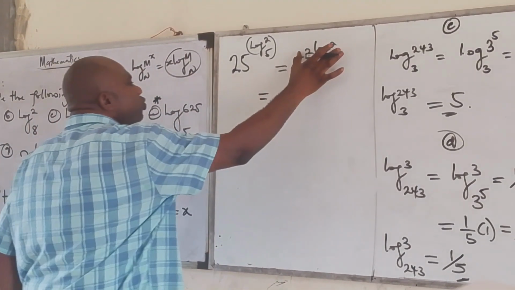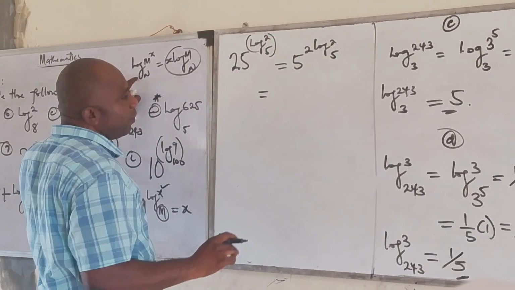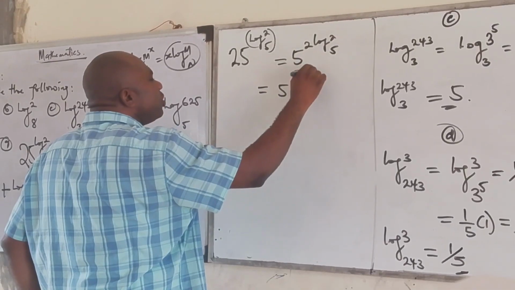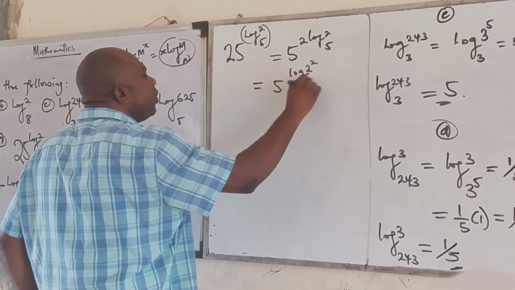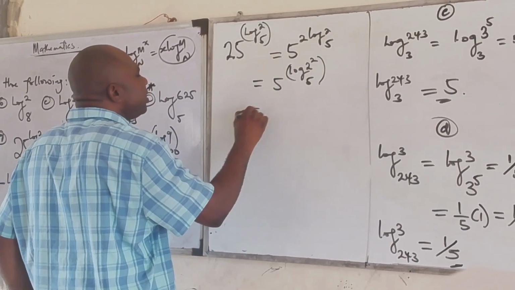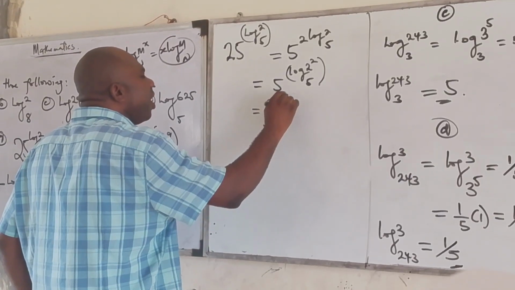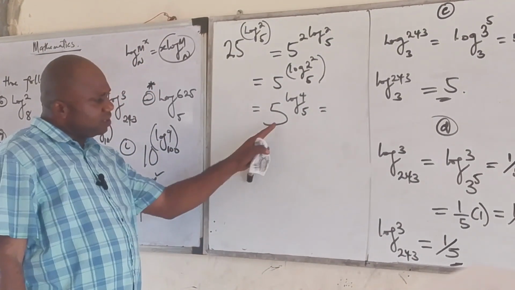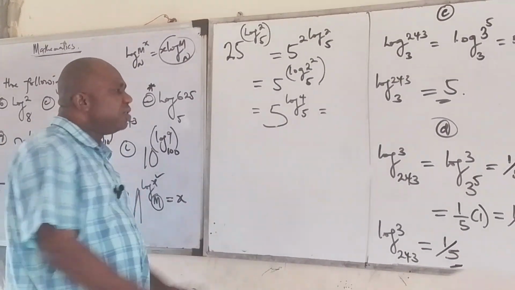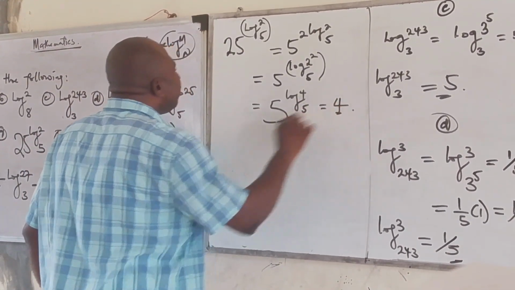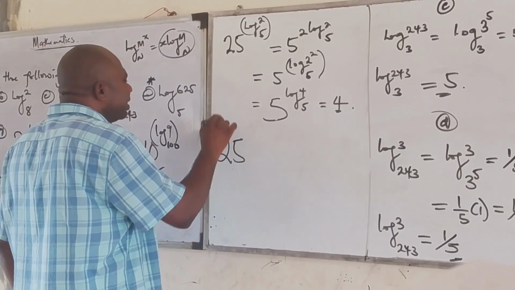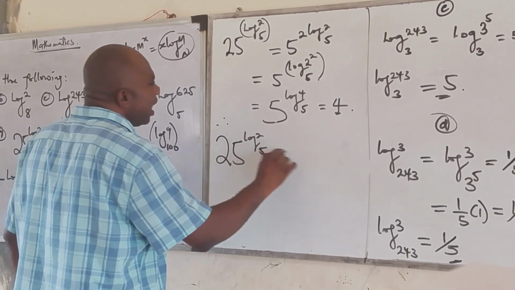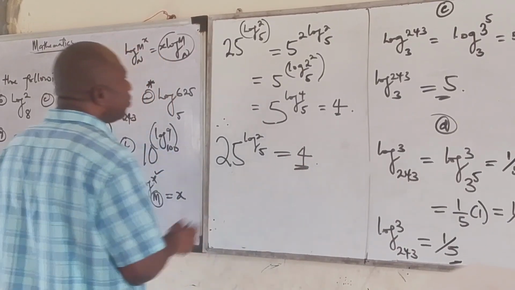So now I want to express 2 log 2 base 5 in this form. It means I'll have 5 raised to the power of log, with the 2 becoming 2 raised to the power of 2, then base 5. This is the same as 5 raised to the power of log 4 base 5. Now you can see the base here and the base here are equal, so the value will just be 4. So 25 raised to the power of log 2 base 5, the answer is equal to 4.